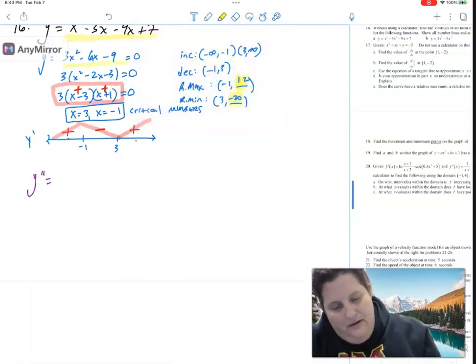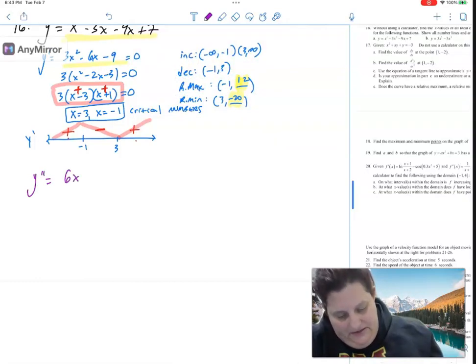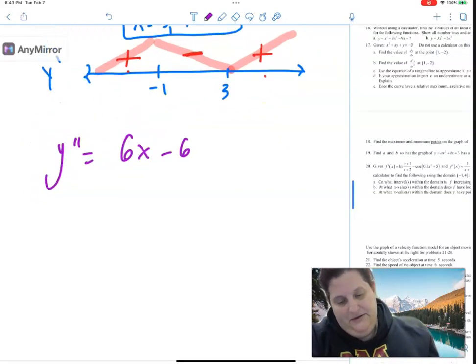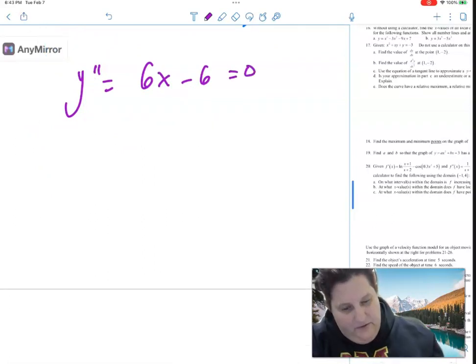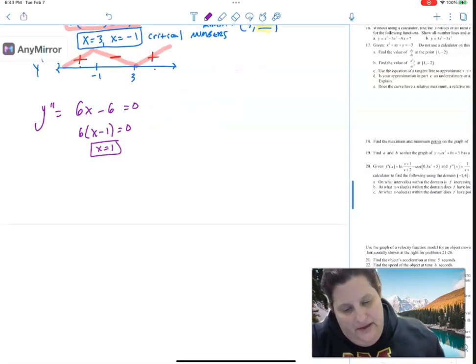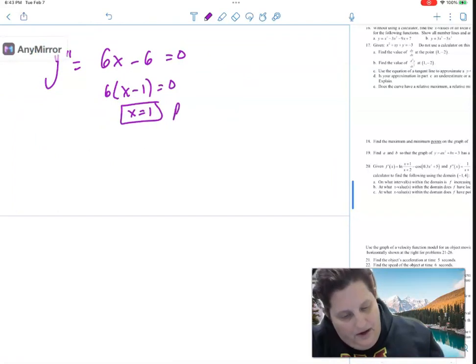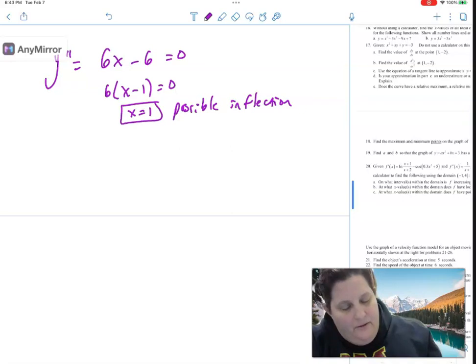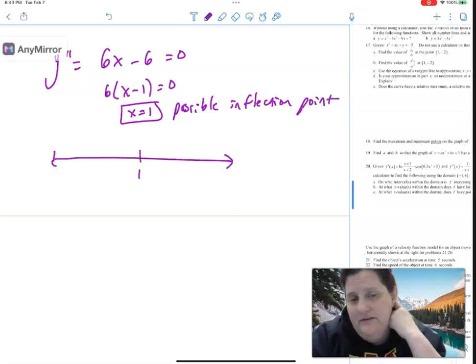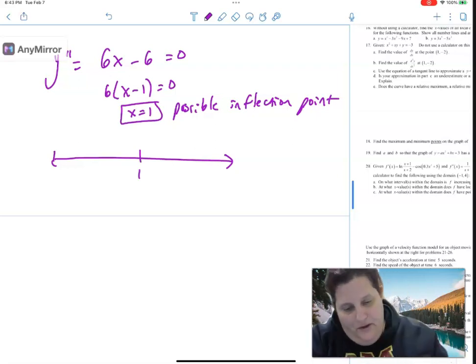From here, I take a derivative. I get 6x minus 6. If I set that equal to 0, you can factor out a 6 if you want. You certainly don't have to, but I get x equals 1. You guys, this is called a possible inflection point. And it's a possible inflection point because we don't actually know if it's an inflection point until we test the concavity. I'm testing the concavity into here, or that other one, that's fine.